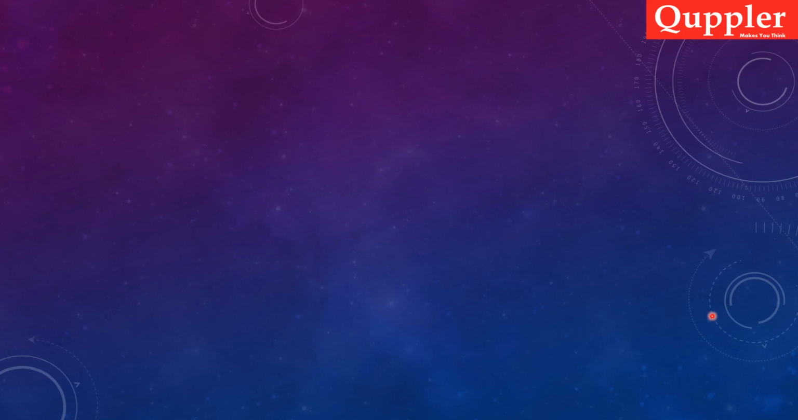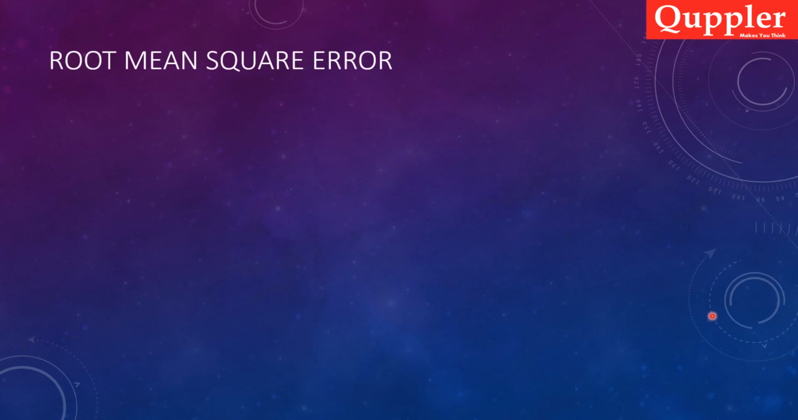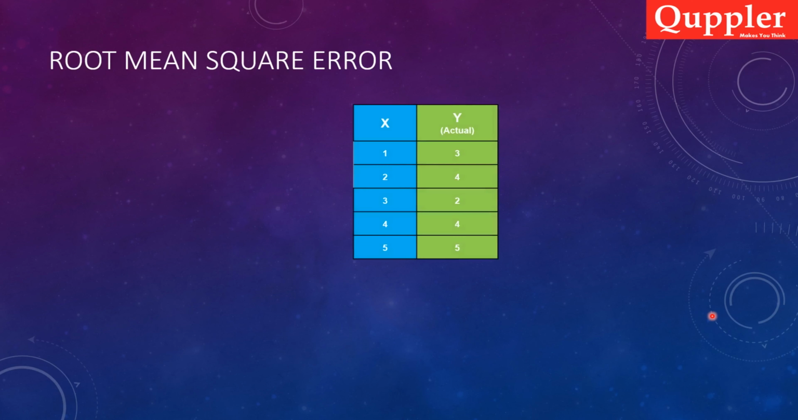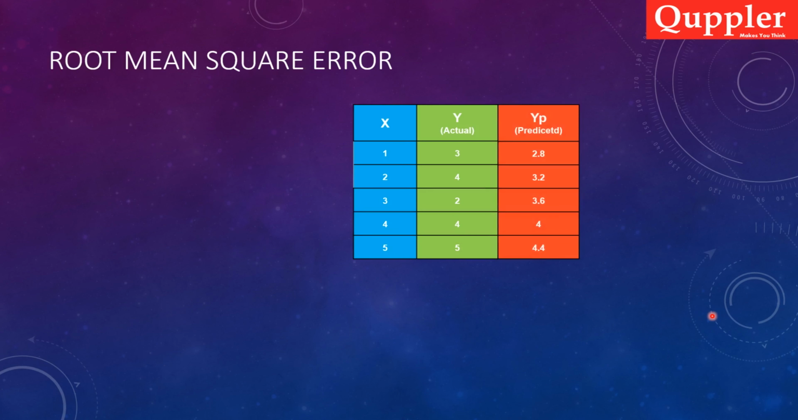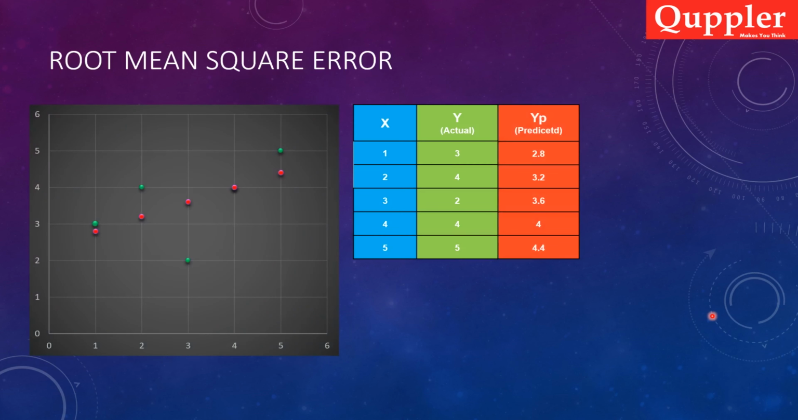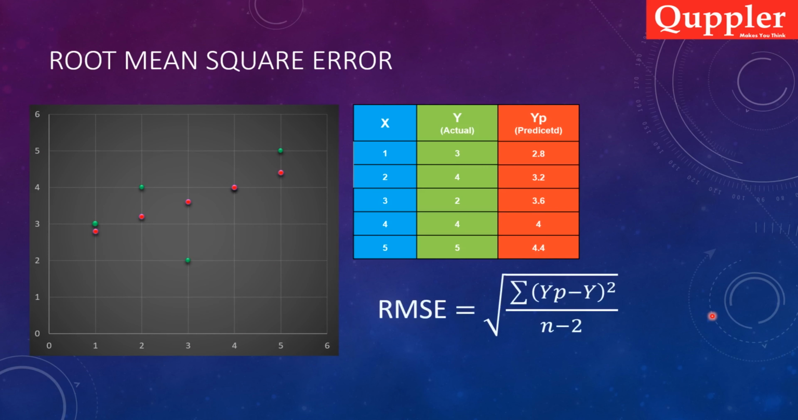So now moving ahead, next is root mean square error. The same way we calculated the mean square error, we're going to calculate the root mean square error. Here as well, I have the data points as xy, where y is my actual value, and against each actual value I have the predicted value yp, and we plot that in a 2D diagram. Now we know the formula of the root mean square error: root over summation of (yp minus y) whole square by n minus 2, where yp denotes my predicted value and y the actual value.